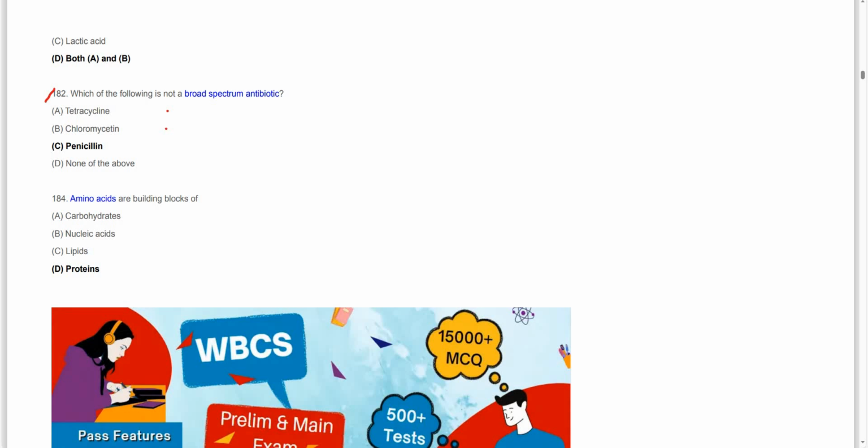So which of the following is a broad spectrum antibiotic? Tetracycline is a broad spectrum antibiotic. Tetracycline and chloromycetin, these are broad spectrum antibiotics.